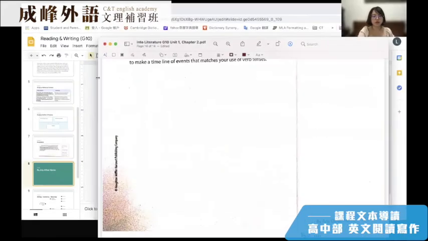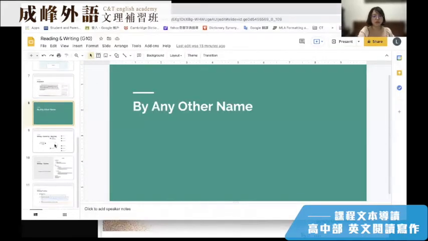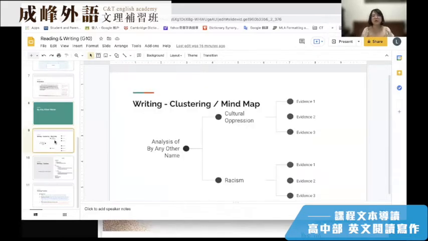Now let's look at some writing practice. Okay, so when we practice writing, there are a couple of steps we want to go through. First of all is the clustering, and also you can use a mind map to put your ideas together and get the central details and evidence to support your arguments. So here we are going to analyze "By Any Other Name."